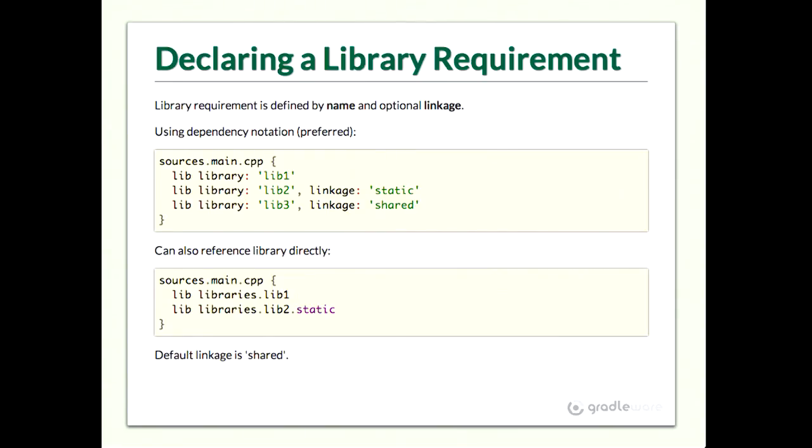You can also just reference the instance of the library that you've got in a container. So here we're saying, give me the libraries container in this project and get the thing out by name. The first two lines here are exactly the same as the first two lines up here, but this is actually a preferred syntax. Yeah, the default linkage is shared. Think of this as the same as declaring a dependency in your Java project.